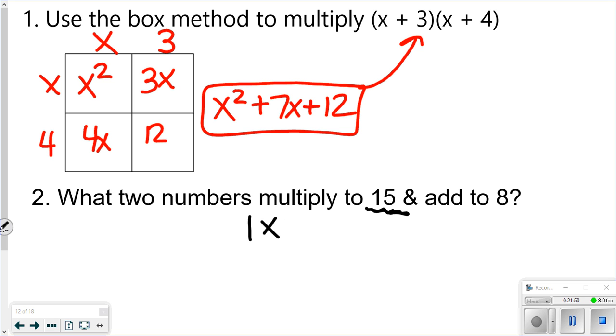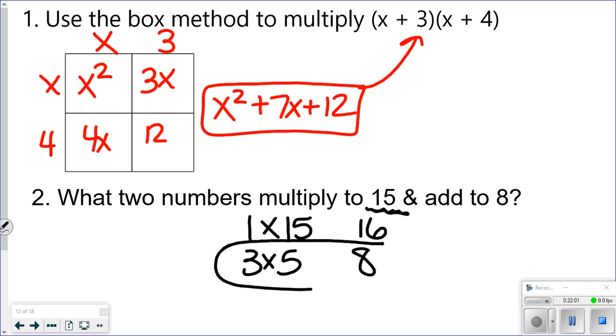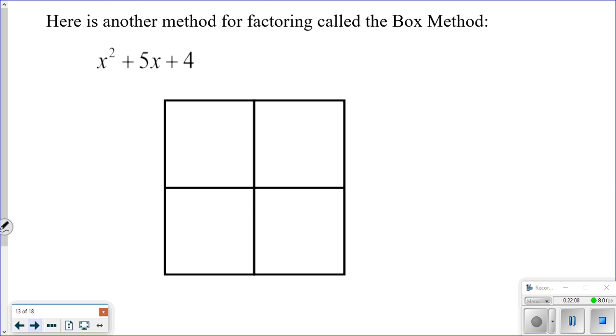What two numbers multiply to get 15 and add to get 8? So 1 times 15, but when I add them, we get 16, so that doesn't work. 3 times 5 is 15, and we add them, we get 8. So 3 and 5 would be my two numbers here. Okay? So when we're looking at the box method, that's the process that we're going to do.